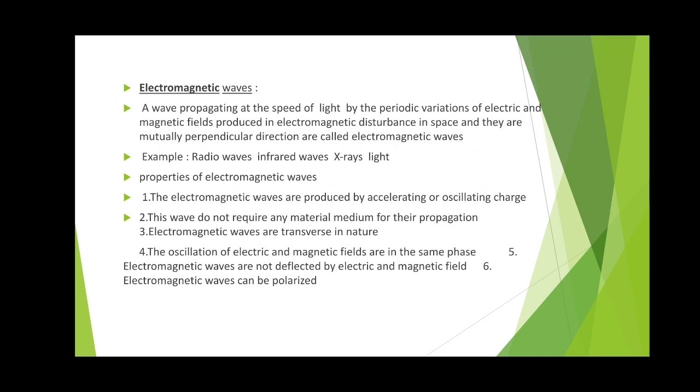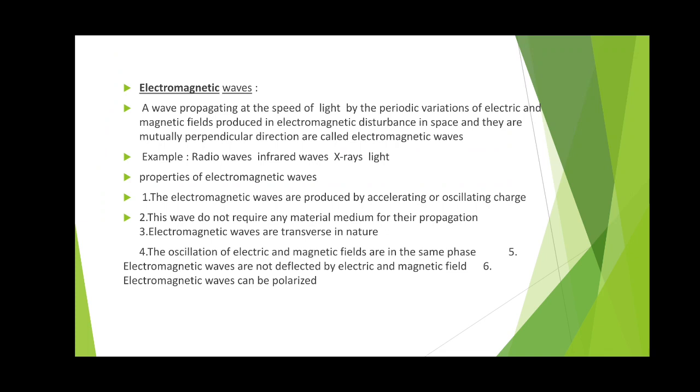He told that when an electromagnetic wave is propagating through the medium or in a vacuum, periodic variation of electric and magnetic field is produced. So it is a wave propagating at the speed of light. Light is an example of an electromagnetic wave, with periodic variation of electric and magnetic field. The electric and magnetic field are two vectors produced in an electromagnetic disturbance in space, and they are in mutually perpendicular directions. Means electromagnetic waves are transverse waves.